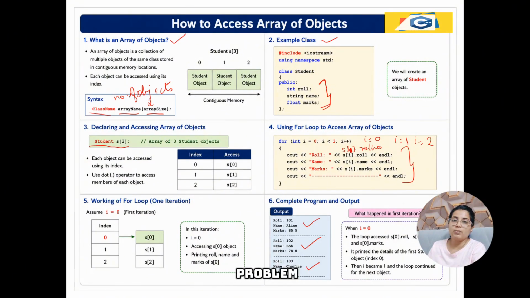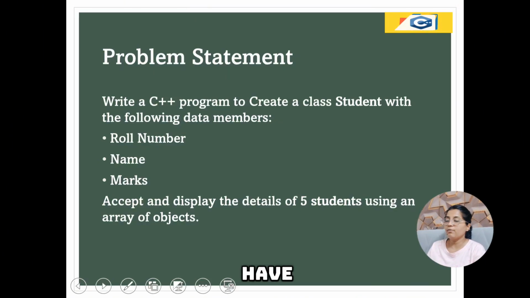We'll be solving one problem statement so that everything will get clear. So we have a problem statement here. Having a class student, data members, roll number, name and marks. Accept and display details of 5 students using an array of object. So let's get started for writing the code, right?